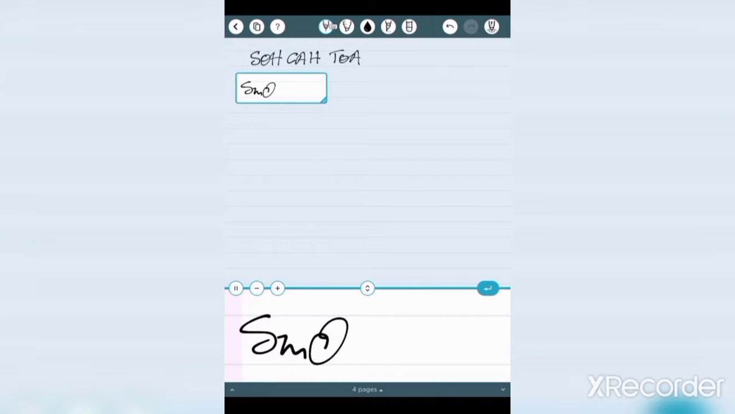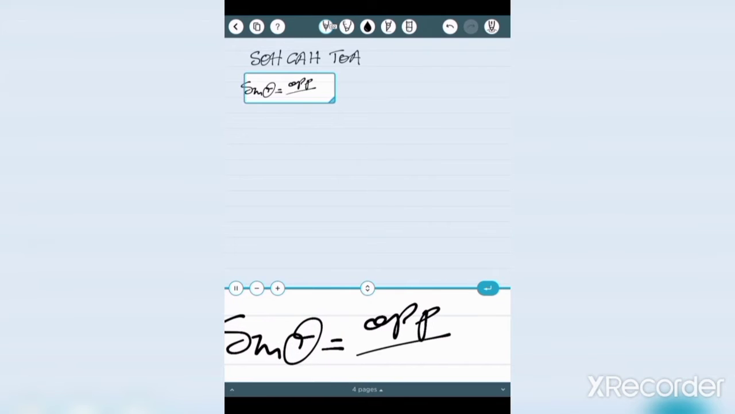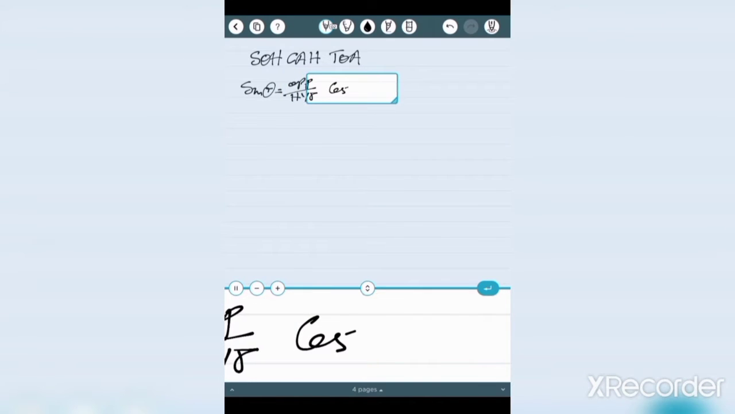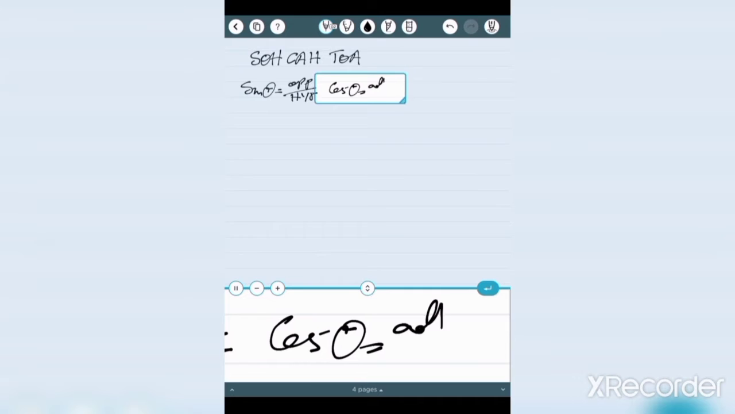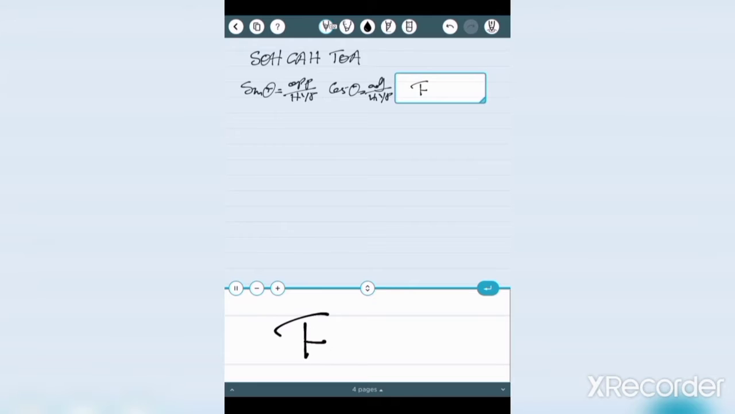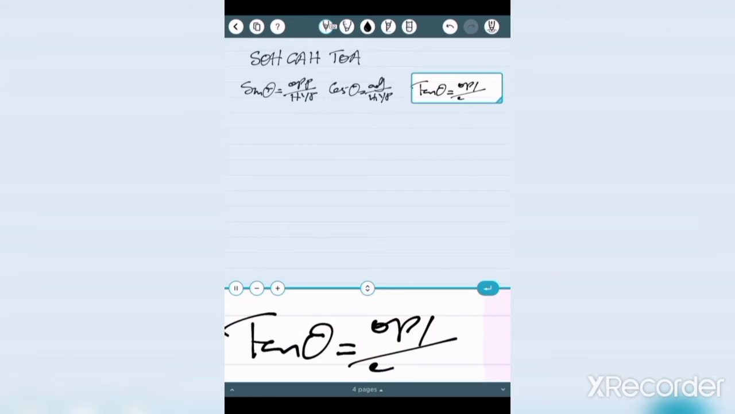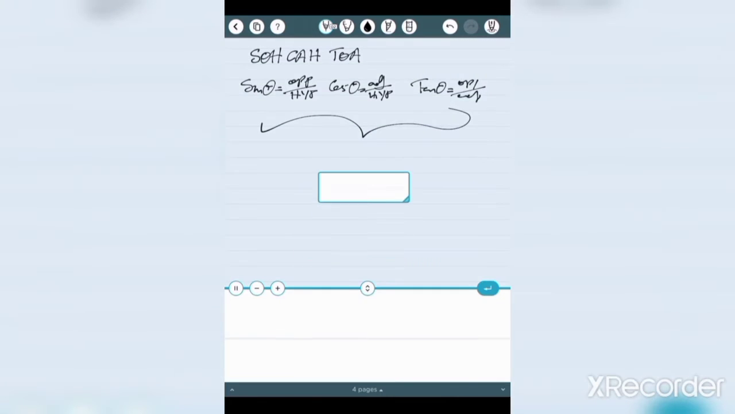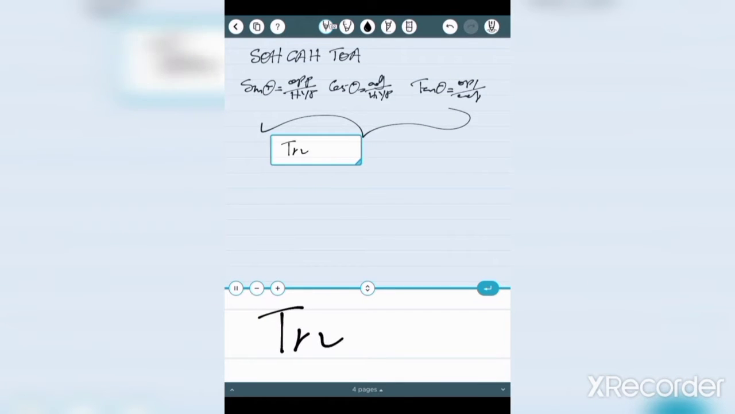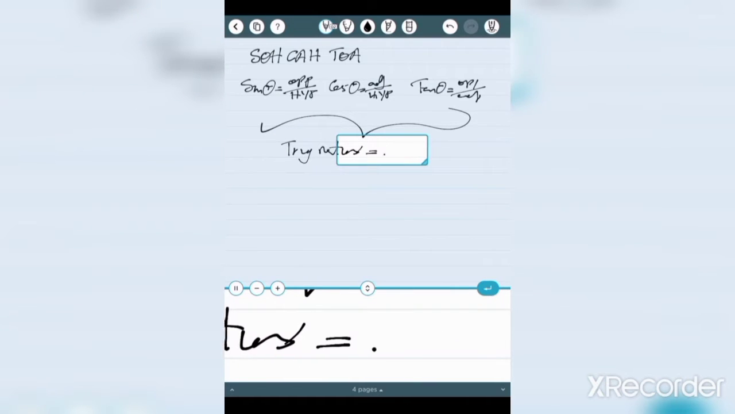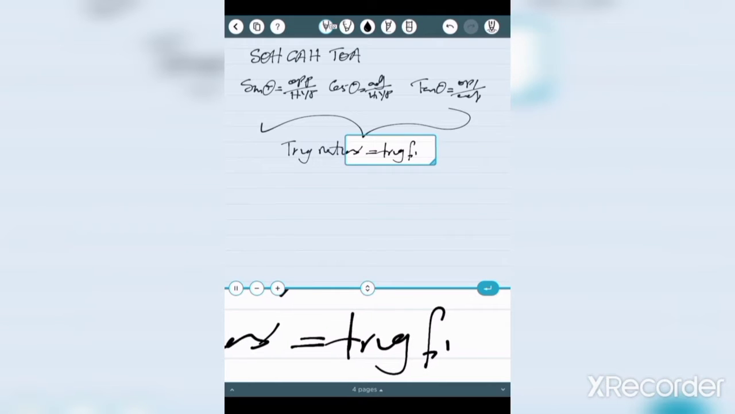That is sine theta, opposite over hypotenuse, we got cos theta, adjacent over hypotenuse, and lastly but not the least, we've got tan theta, which is equal to opposite over adjacent. So these three are the ones which are referred to as the trig ratios, and sometimes also referred to as the trig functions.